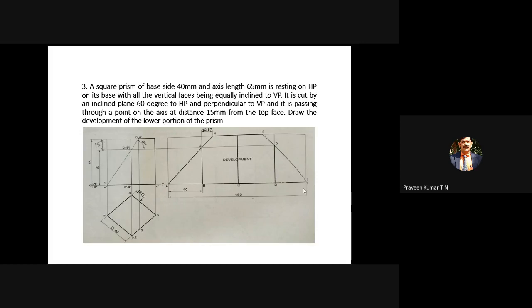This is the development. After cutting this and opening it, we'll get one sheet of this kind. Only this portion is removed. This line should be thin and light. This portion should be thin and light. Only the bottom portion you have to make dark. This edge you have to make dark.